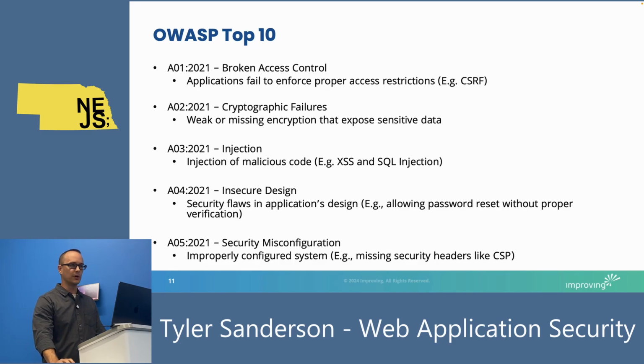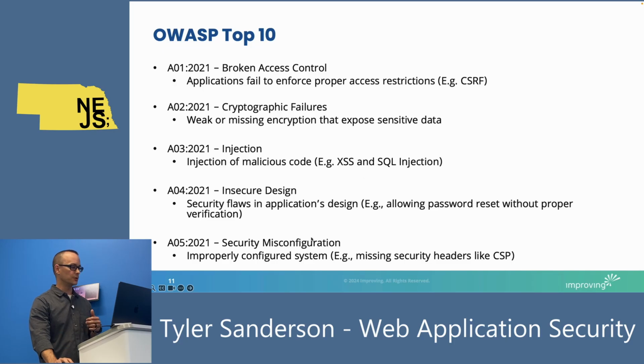So at the top we have broken access control. So people being able to access resources they shouldn't be able to. And one of the examples of that is cross-site request forgery, which we'll get into. Number 2, cryptographic failures, so either missing encryption or weak encryption. Number 3 is all forms of injection. That includes cross-site scripting and SQL injection, which we'll talk about.